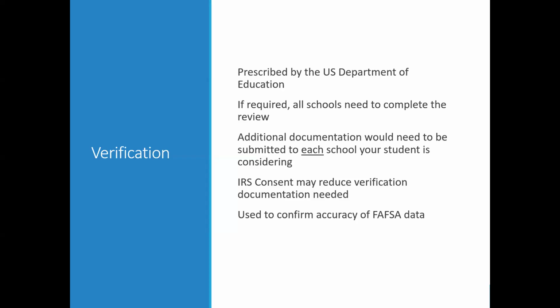The use of the IRS consent and the information directly coming from the IRS, we are seeing reduced verification, and also the need for fewer documents needed from families. And it's basically used to confirm the accuracy of your FAFSA data and ensure that you're receiving the correct amount of aid. We have seen the SAI go up and down based on verification. And we're also seeing a lot less verification due to the increase of using the IRS data transfer.